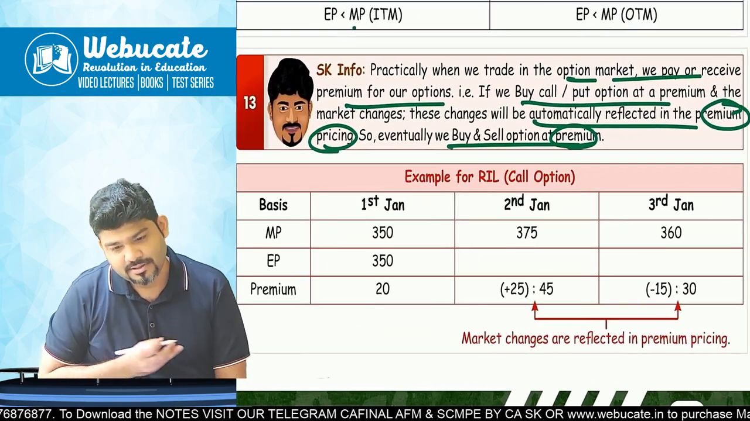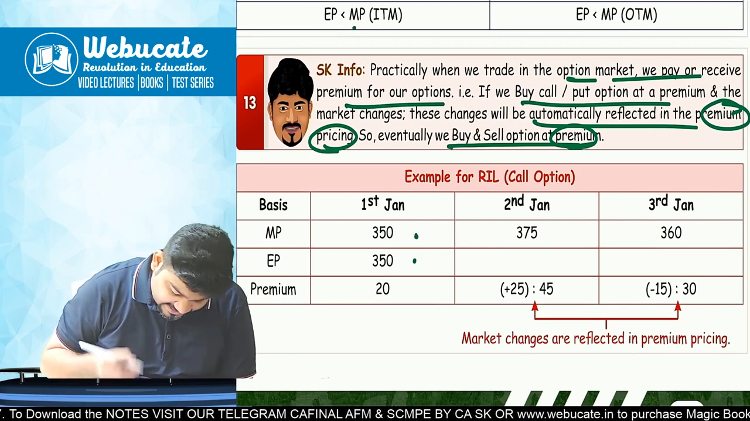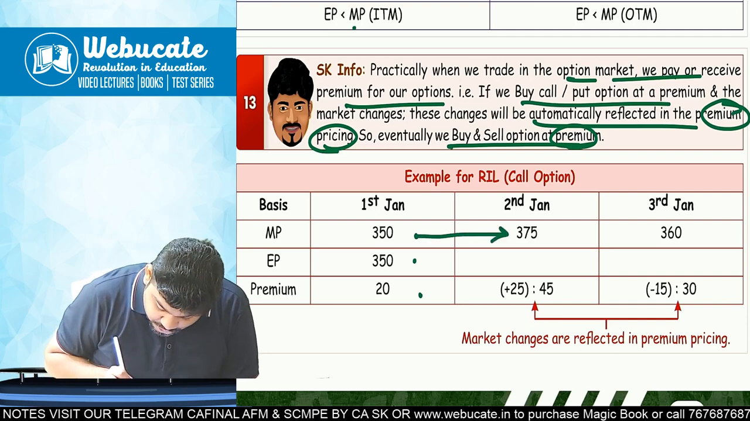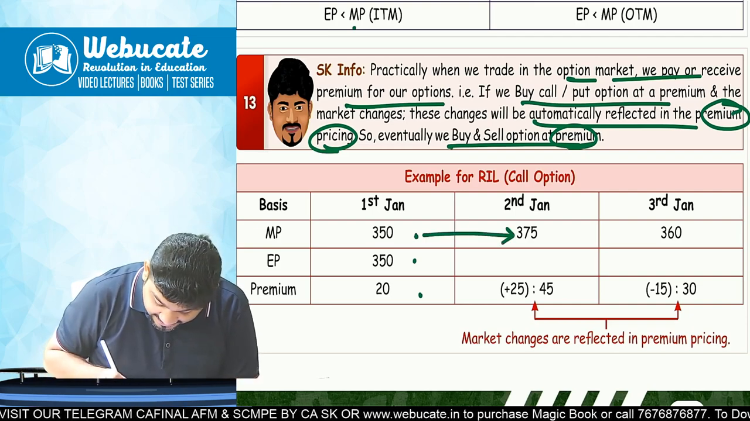Example, see here, market price was 350, exercise price was 350. We paid a premium of 20. Now suppose if the market price goes to 375, got it?